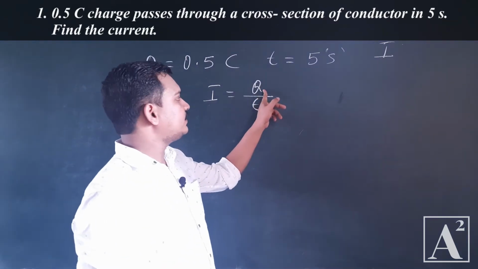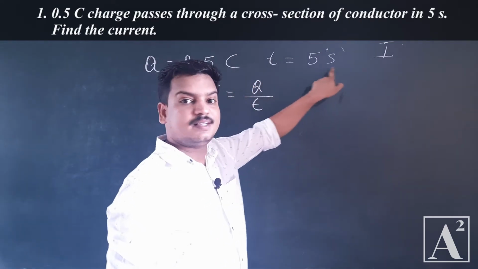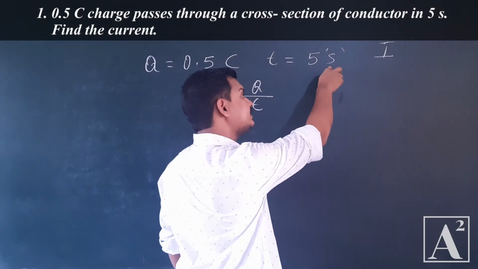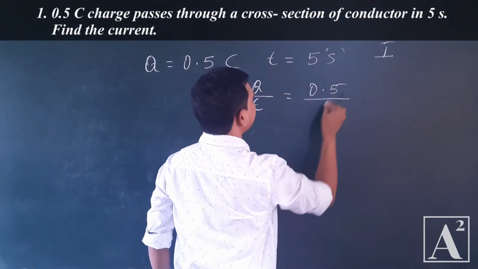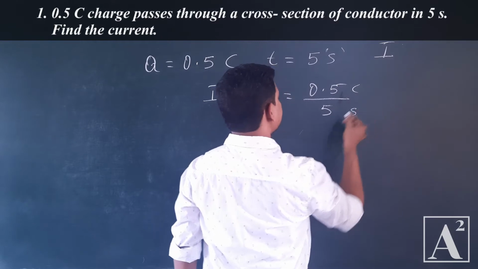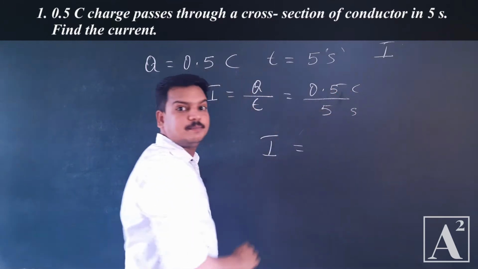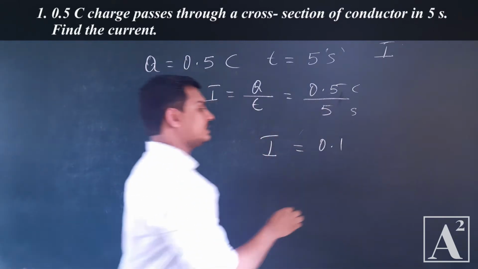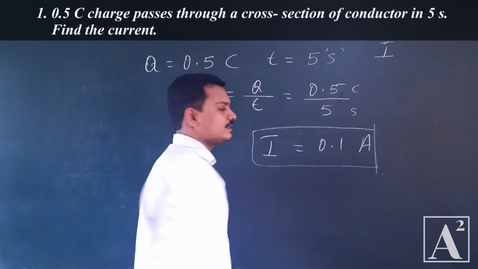Now check the values of Q and T. Q is given by 0.5 coulomb and time is 5 seconds. Look here, coulomb is the standard SI unit and second is also an SI unit, right? Now we can just substitute: 0.5 divided by 5, coulomb and seconds. If we solve this, I that we are going to get is 0.5 divided by 5, that is 0.1, and the unit of current is ampere. Let's put it in a box. I is equal to 0.1 ampere.